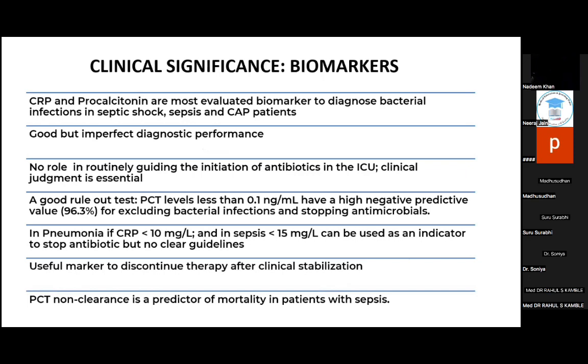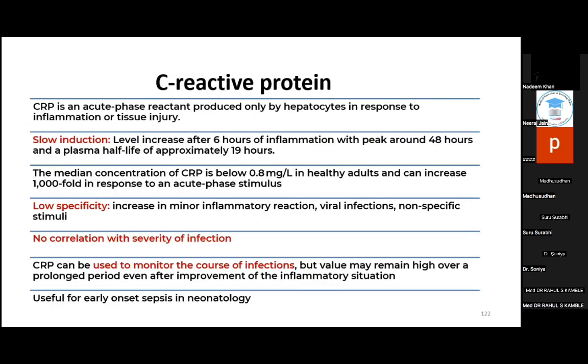If you see biomarkers, CRP and procalcitonin are the most evaluated biomarkers to diagnose bacterial infection. They have a good but imperfect diagnostic performance, which is an issue. A good rule-out test will be PCT values less than 0.1. It has a high negative predictive value for excluding bacterial infection. In pneumonia, if CRP is less than 10 and in sepsis less than 15, it can be used as an indicator for stopping antibiotics, but there are no such clear guidelines. So PCT and CRP can be useful markers to discontinue the therapy. PCT non-clearance is a predictor of mortality in patients with sepsis.